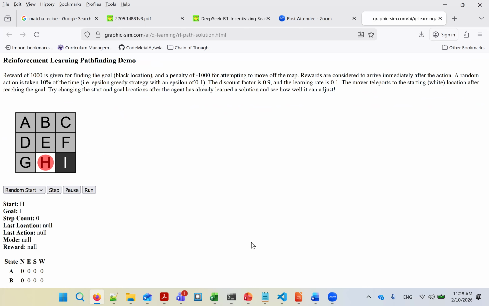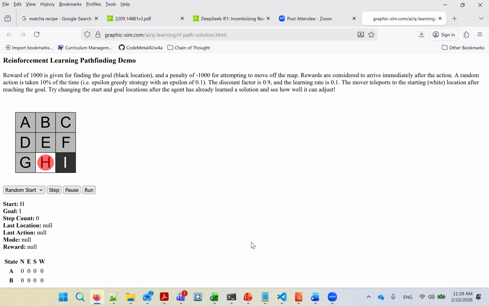You get a reward of 1,000 when you step onto the goal state. You get a penalty of negative 1,000 for attempting to move off the map. Got an electrified wire, so that's bad. Rewards are considered to arrive immediately after the action. In other words, they're undiscounted. So you'd be thinking, he means don't apply lambda or gamma or discount factor to the reward when it comes in. You take it just as it is.